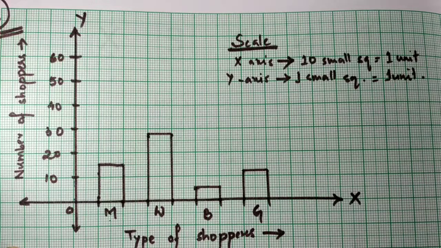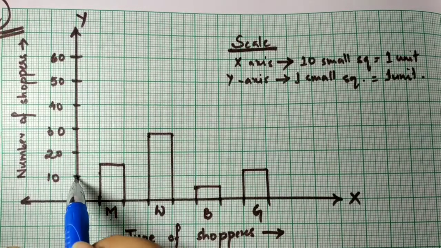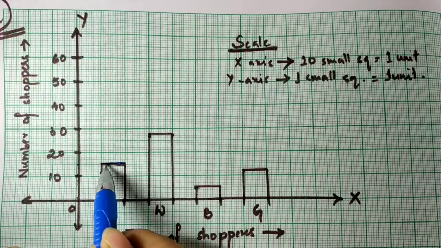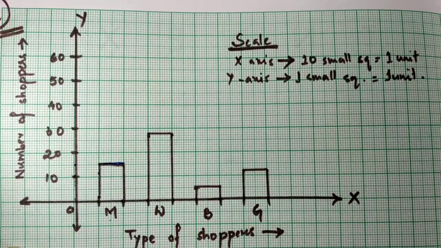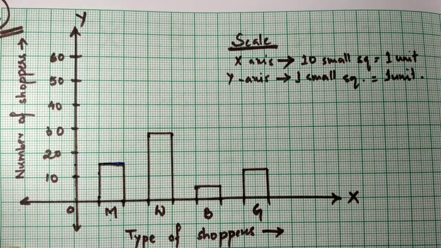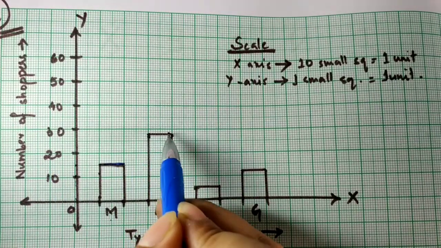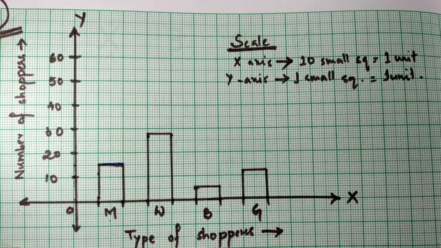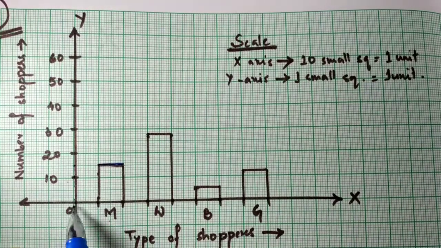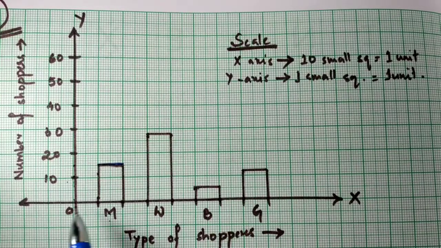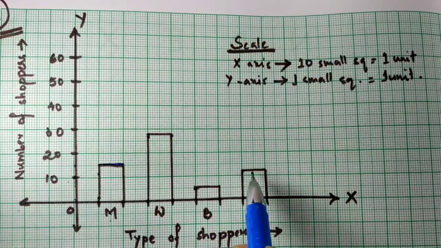For the number of men it was 15. Please see here, this is 10, this is 20. If you count, it is 5, 15. So this is my 15th line, and this comes to be the number of men. Women it was 28. You can see 30 is there, 29, 28. This is my 28th one. Boys it was 5. Between 0 and 10, this is the line where it comes as 5.